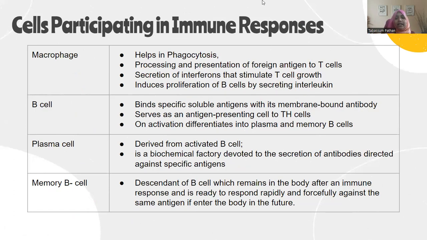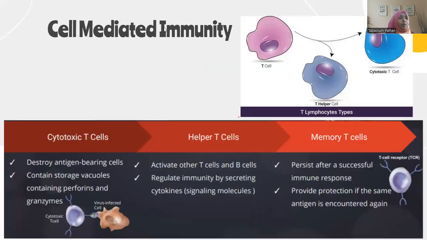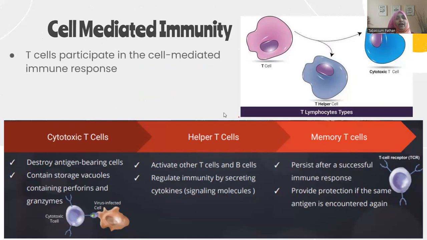Before going to these cells, we will have a look at the T cell mediated immune response, cell mediated, and then we'll go back to that particular slide. Now, that was humoral immunity wherein B cell participated. Now, here T cell. You can see the picture. The T cell can differentiate into cytotoxic cells or T helper cells, which will do the killing of the virus or bacteria or infected cell.